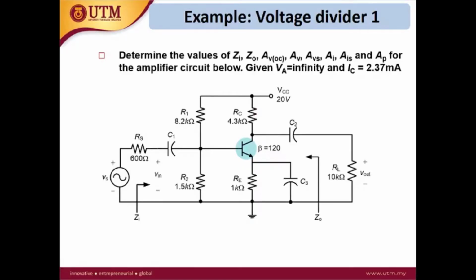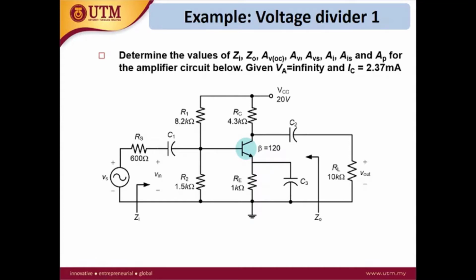Okay, for the common emitter, we have three main bias circuits. The first is the fixed bias, and then we have the fixed bias with emitter resistor. The last one is voltage divider. Basically, all of them can be solved using quite a similar procedure.